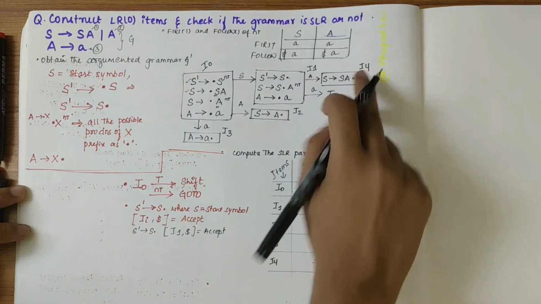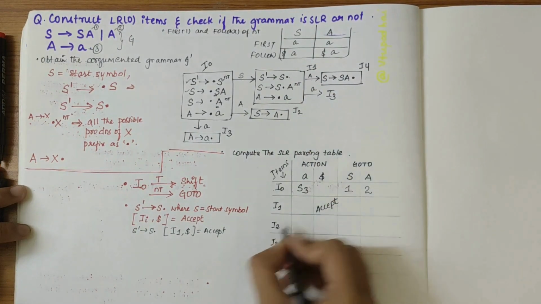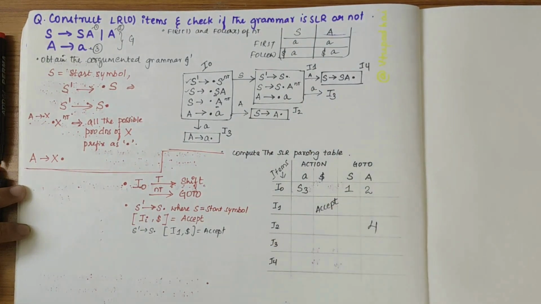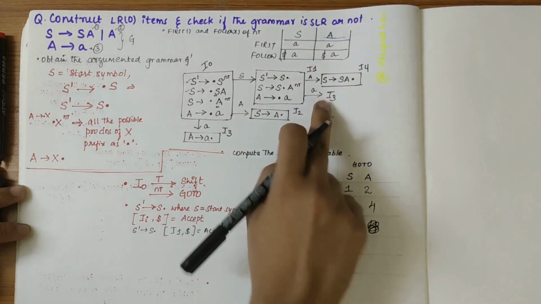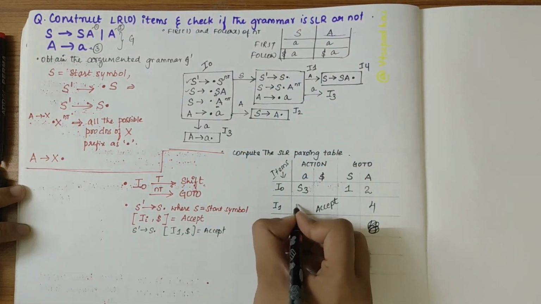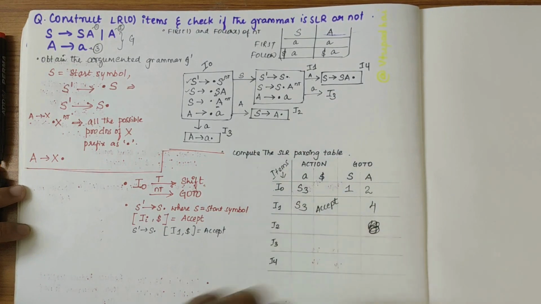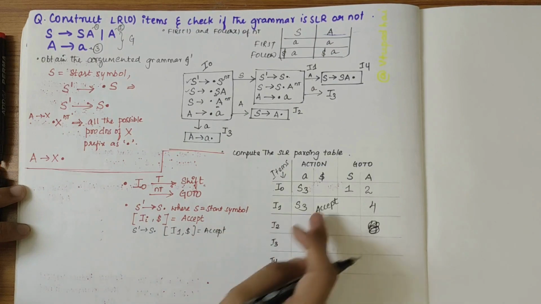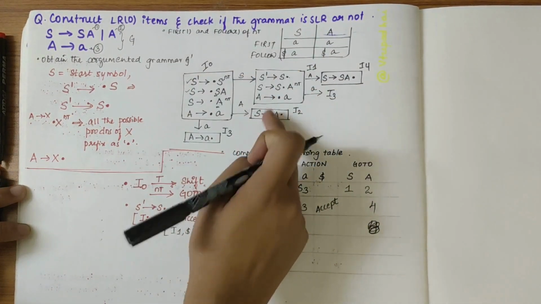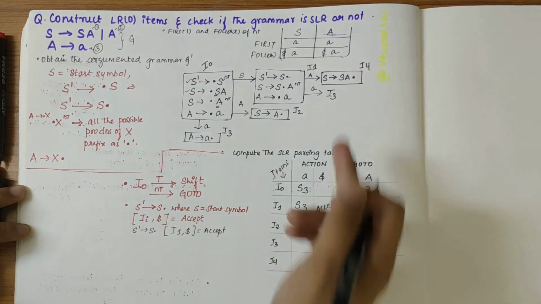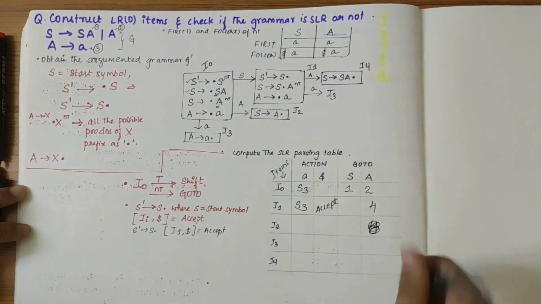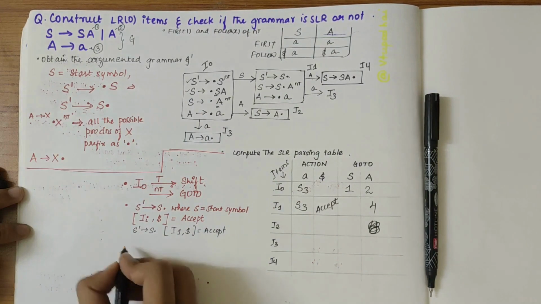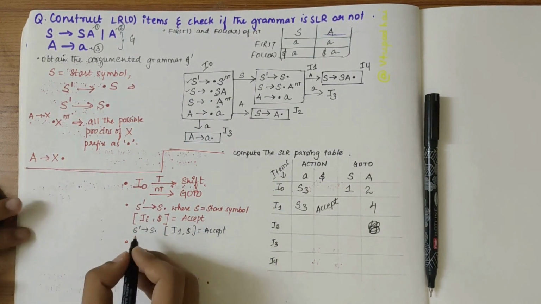So I'm done with I1 on A. I1 on capital A, I get 4, so I should write 4 here. I1 on small a is I3, that is S3. Okay, so I'm done with I0 and I1. I2, nothing, I can't write it further. I3 also I can't write it further. I4 also I can't write it further. Now I should look into the reduce part.